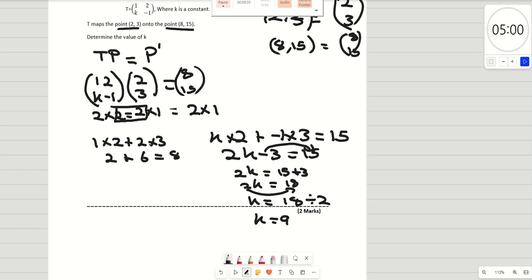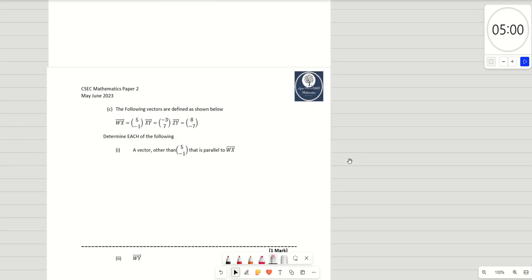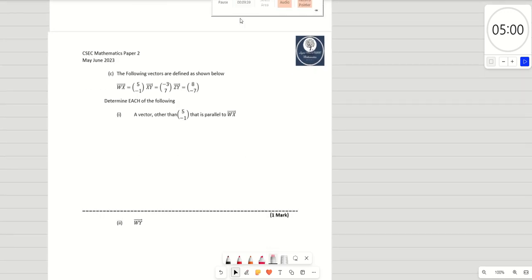Right? Now we're going to go into part C of this question, which is the vectors question, right? The following vectors are defined as below. WX is 5, minus 1, XY is minus 3, 7, ZY is 8, minus 7. Determine each of the following: a vector other than 5, minus 1 that is parallel to WX.